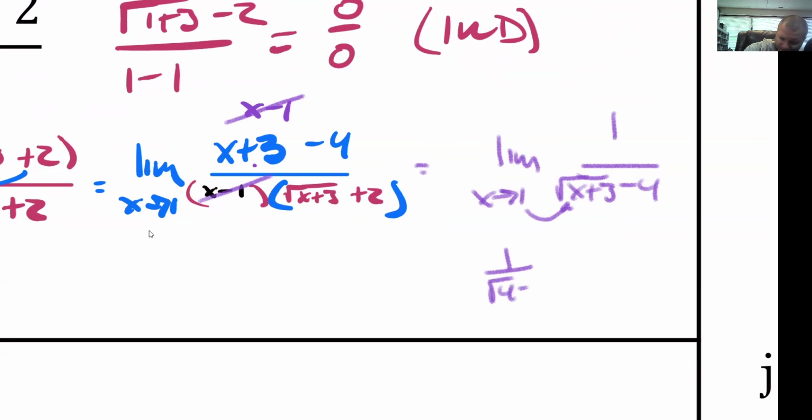Whoa, plus 2, where did that come from? Plus 2, that would have been catastrophic. We would have broken math. So we're going to get 1 over square root of 4 plus 2. So that's going to be 1/4. And that's going to be our limit.